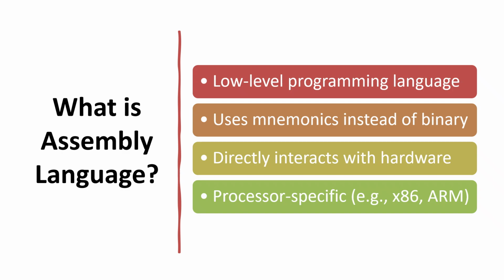Assembly language is a low-level programming language that provides direct access to a computer's hardware. Instead of using binary code, it uses mnemonics, symbolic names for operations like move, add, or sub. These instructions are easier to read and write compared to pure binary. Assembly code directly interacts with the hardware, giving programmers precise control over system resources. However, it is processor specific, meaning the syntax and instructions vary between architectures like x86 and ARM.